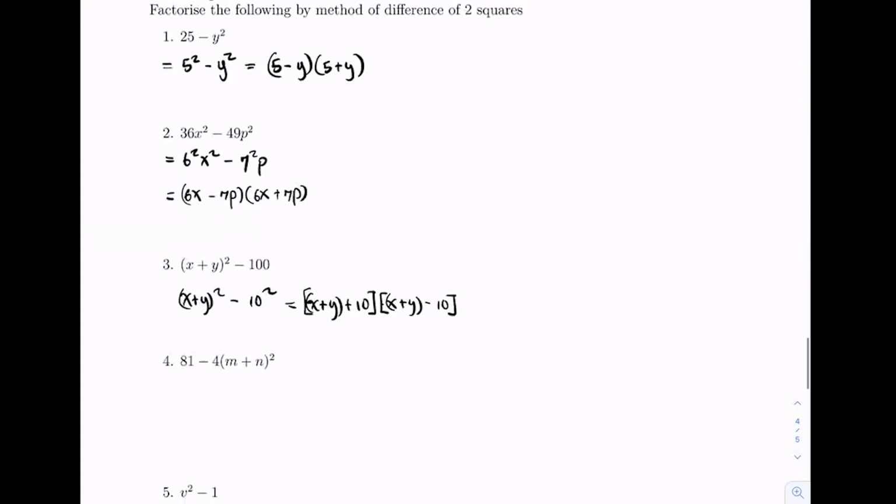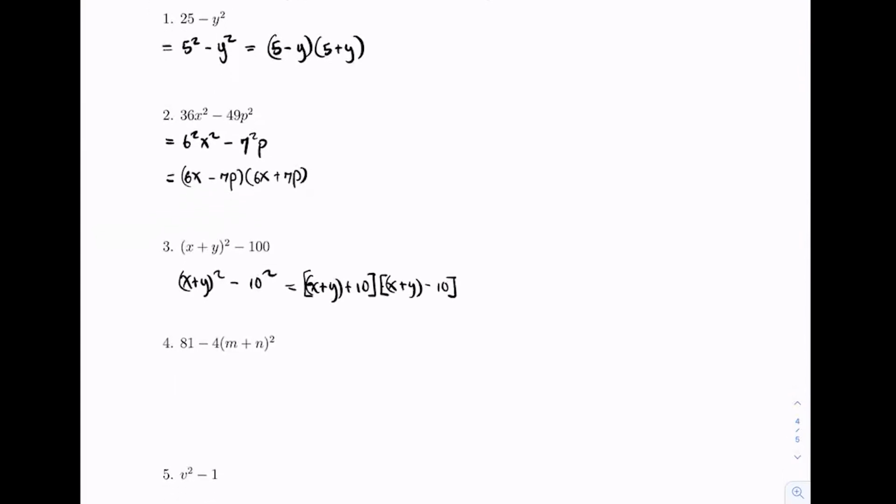Then we move on to example number 4, right, which is 81 minus 4 times m plus n all squared. So here I break this down. This is 9 squared minus 2 squared times m plus n all squared. So now that I can recognize all of the square terms, I can now say that this is 9 plus 2 times m plus n in one bracket, right? Whatever this squared term is, we want to take that number and we want to subtract this number times this. So we're just removing the squares, okay? And then in the other bracket, we will have 9 minus 2 times m plus n in brackets. Okay, and that is our final answer.